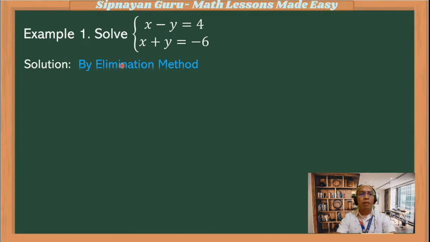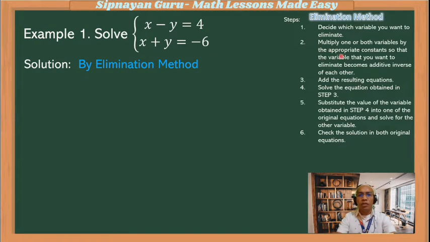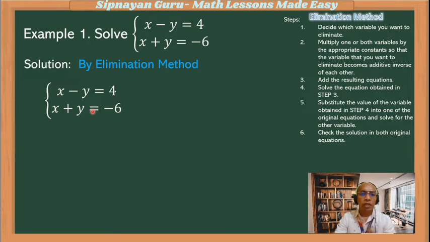Let's do this by the elimination method. So these are the steps in solving systems of linear equations by the elimination method. In this case, we are going to decide which of the two variables we are going to eliminate. Make sure that the coefficients of the variable that you want to eliminate are equal and their signs are opposite to each other, or the terms must be additive inverses of each other.